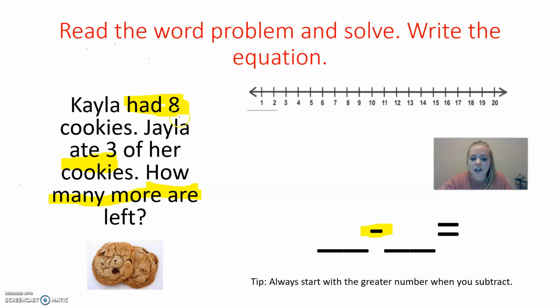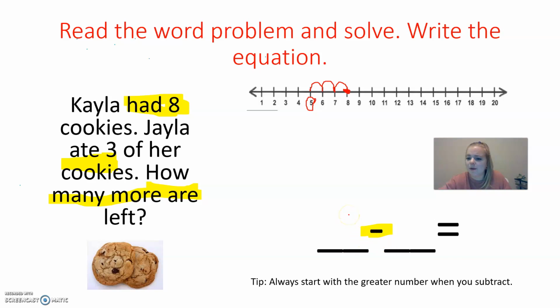So if I'm doing a subtraction problem on the number line, Kayla had 8 cookies. So I know I'm going to start on 8, right? And then Jayla ate 3, so she's taking away 3. Do you think I'm going to jump forward or backward? I'm going to jump backward because she's taking away. So I'm going to jump back 1, 2, 3. What do I land on? 5. So how many cookies were left? 5. Okay, let's write the problem down here.